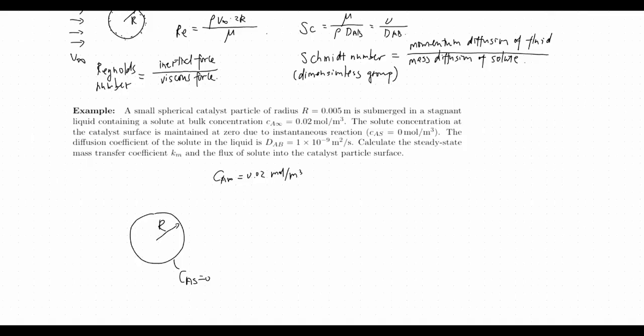Calculate the steady state mass transfer coefficient. For this problem, we just discussed that the mass transfer coefficient is D_AB divided by R. This equation applies to this problem because it satisfies the condition that the medium is infinitely large and stagnant, and we have a spherically symmetric sphere, so we can use this equation. It will directly give us k_m, and the radius.